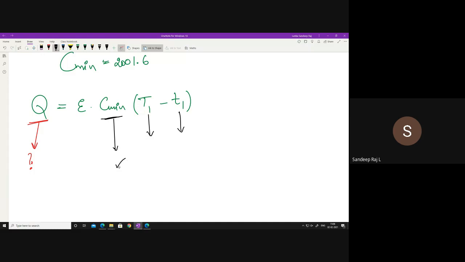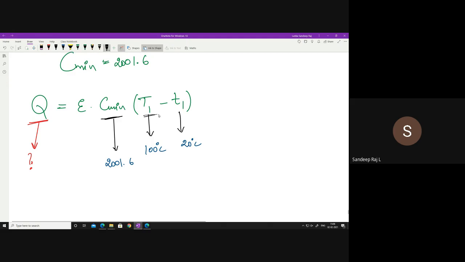What C min did we get? We got 2001.6. What T1 is given in the question? It is given as 100 degrees centigrade. Small t1 is given as 20 degrees centigrade in the question. This is the thing.